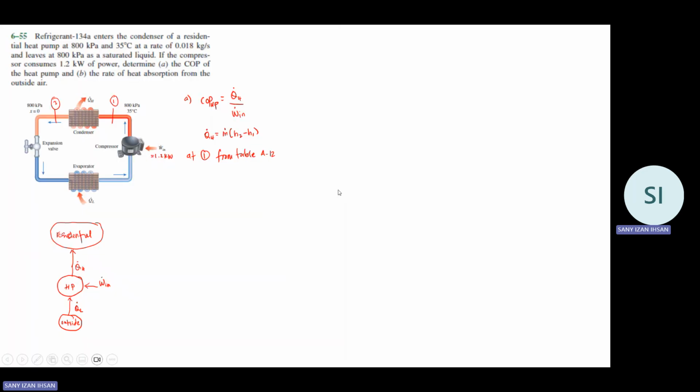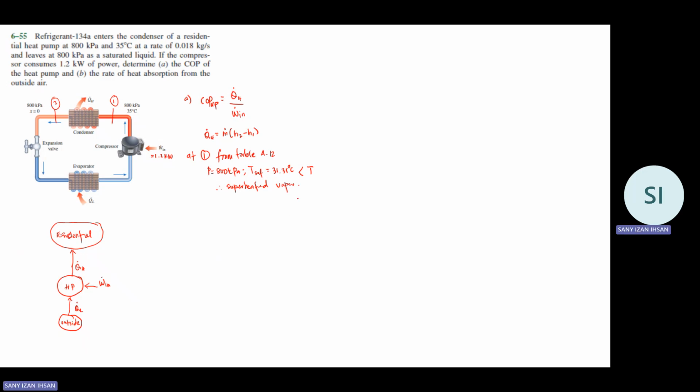So let's go back here and put down P equals 800 kilopascal. From the table, T saturated is equal to 31.31 degrees Celsius. But we are given 35, so the saturated temperature is less than the given temperature. So the temperature of the working fluid is higher than the saturation temperature. Therefore, we know that the working fluid is already in the superheated vapor region.